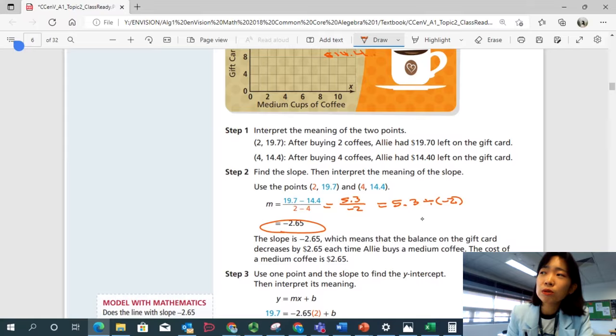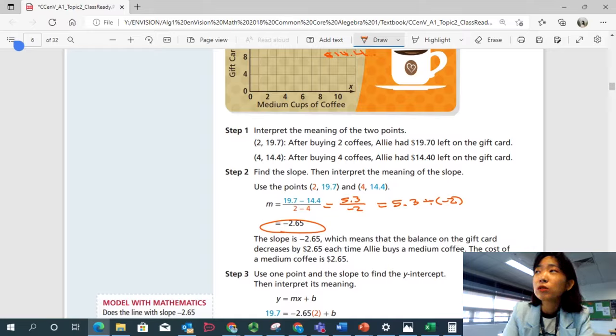So the slope is negative 2.65, which means that the balance of the gift card decreases $2.65 each time she buys a medium coffee. So that means a cup of medium coffee probably costs $2.65 because the prices wouldn't change. Okay, the cost of a medium coffee is $2.65.